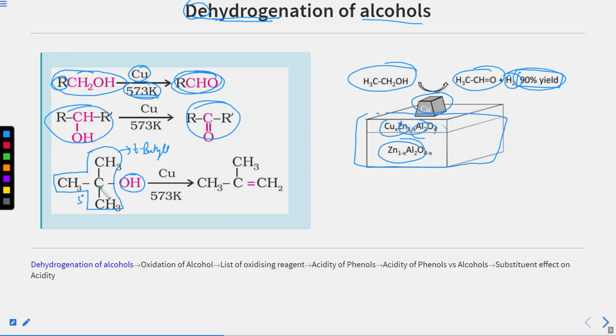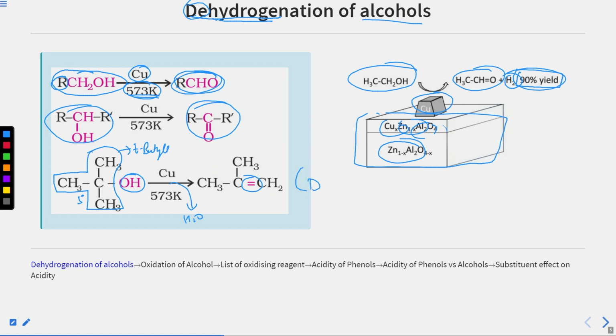So for 1-degree alcohol, we get aldehyde, obvious. For 2-degree, we get ketone. But for 3-degree, we get an alkene. Okay, we get an alkene. To say it is hydrogenation would not be fair. Rather we could call this reaction dehydration, because we are removing OH and H both. So we are removing H2O in this process.